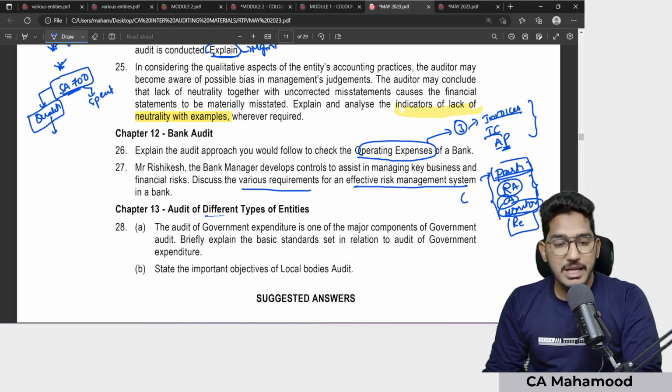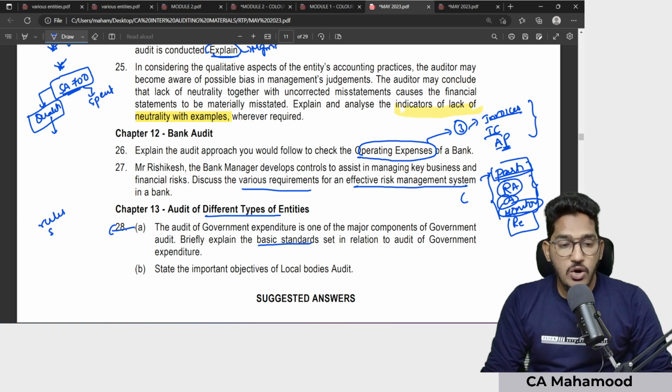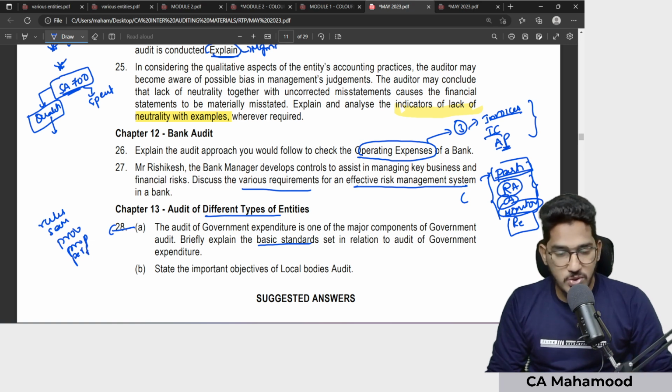Now talking about different types of entities audit. The audit of government expenditure is one of the major components of government audit. Explain briefly the basic standards set in relation to audit of government expenditure. They're asking you how do you verify government expenditure. As we know, 5 aspects will be there for verifying government expenditure. What are the 5 aspects? The 5 aspects are going to be audit against rules and regulations, audit of sanctions, audit against provision of funds, propriety audit, performance audit. Those 5 aspects you are supposed to write here.